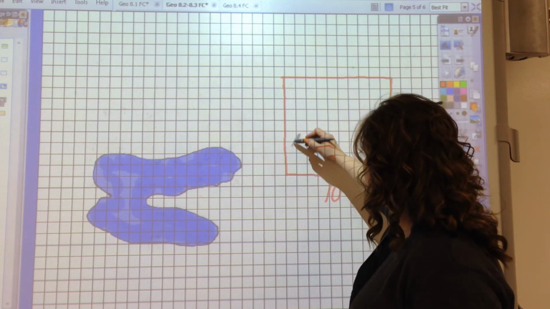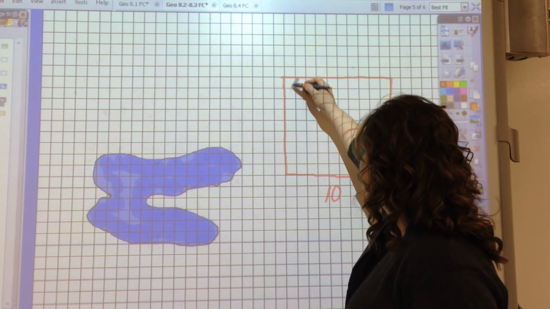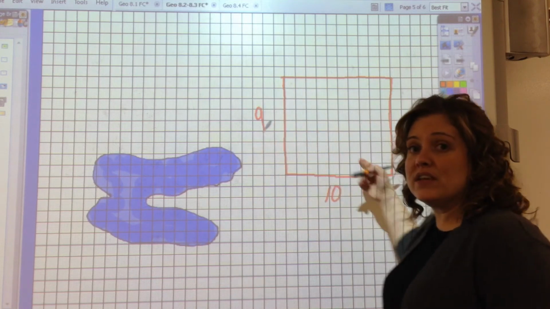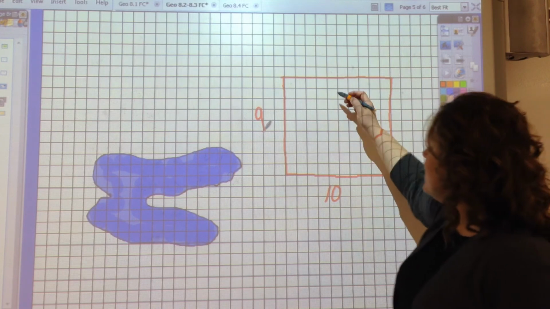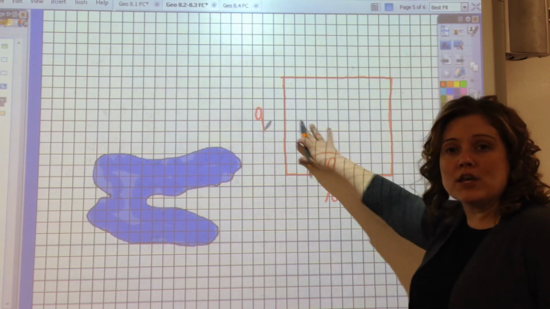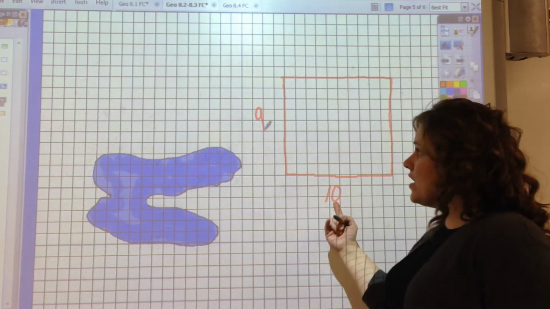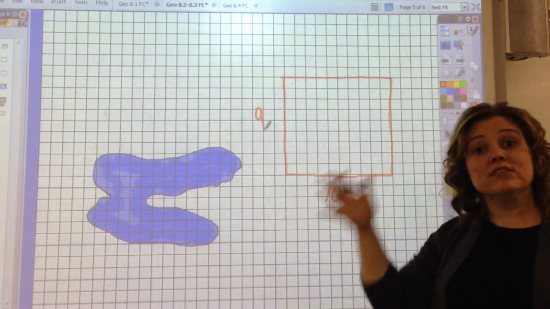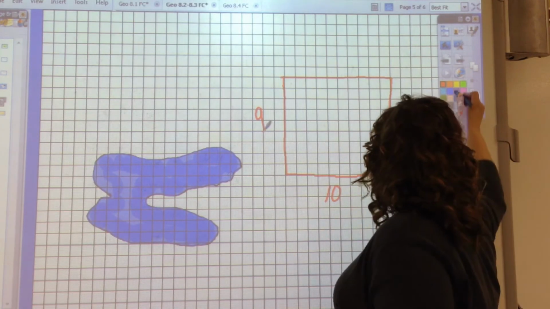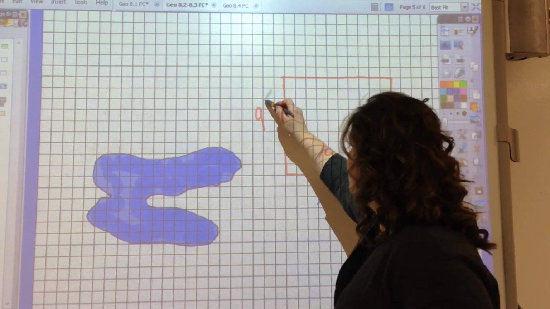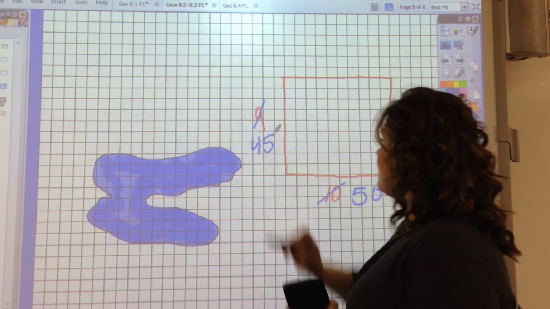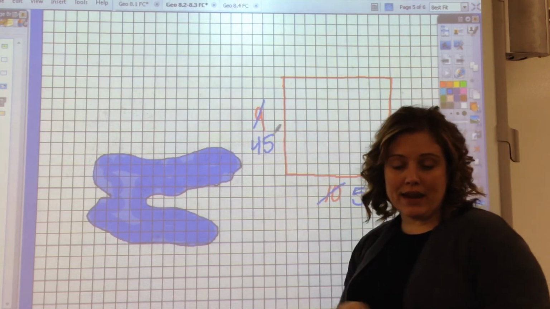And 1, 2, 3, 4, 5, 6, 7, 8, 9. This would be 9 feet. So if you're looking at the dynamics of a floor plan, so far this area right here would be 90. If I made my steps 5 like I had on the previous page, now this length would be 50, this length would be 45, and your area changes dramatically.